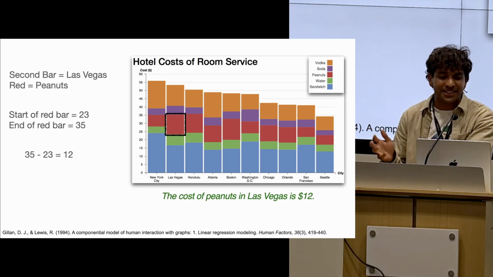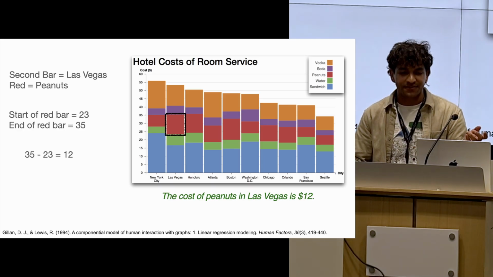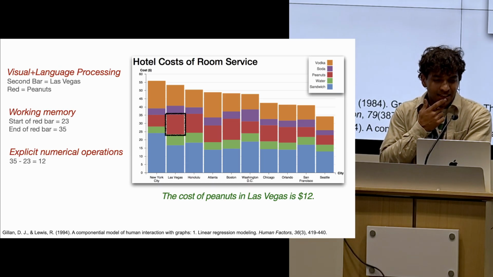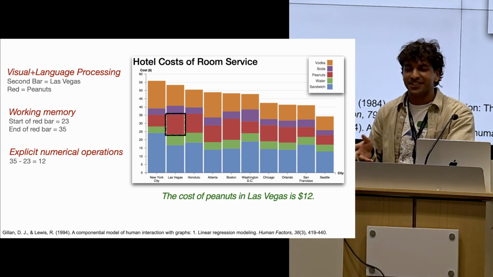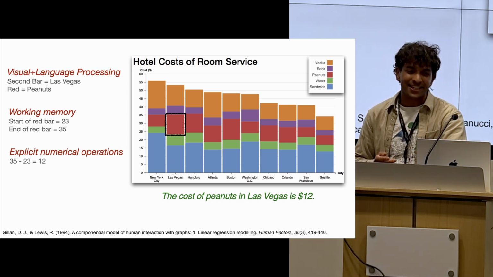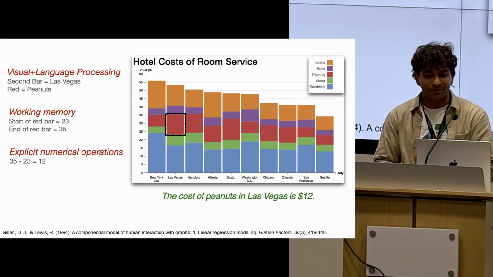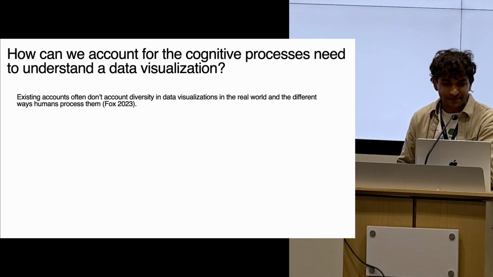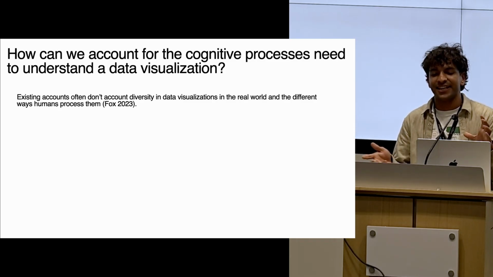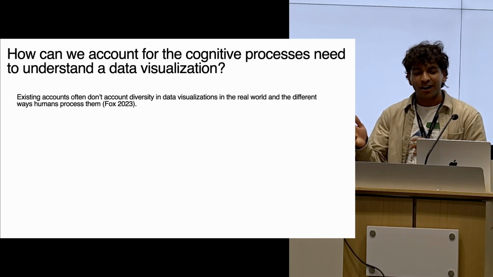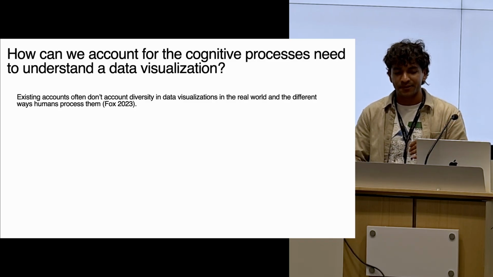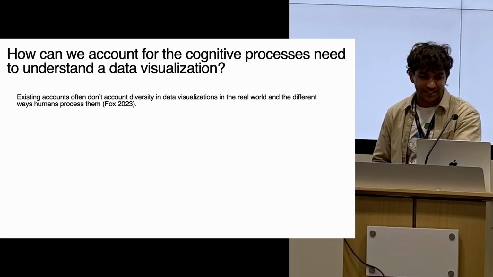And from this example, we see that while data visualizations can be useful, it takes coordination of a lot of different cognitive processes to derive meaning from them, like processing visual and linguistic information and mapping it onto variables, using working memory to store where the red bar starts and ends, and even using explicit numerical operations to find the final answer. So how can we account for all of these different cognitive processes, which are needed to understand a data visualization? While some cognitive models have been proposed, they often don't account for the diversity of data visualizations in the real world and all the different ways that we process them.